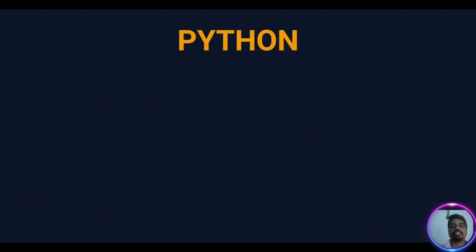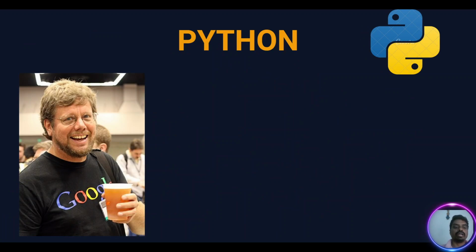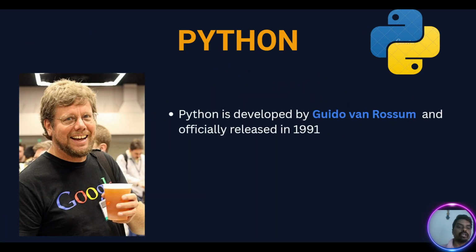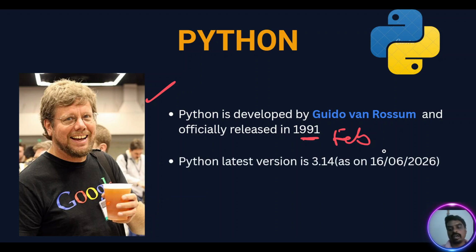Then who developed Python? He is Guido van Rossum, the author of Python. He officially released the first version in February 1991, and the current latest version, as of today, is 3.14.